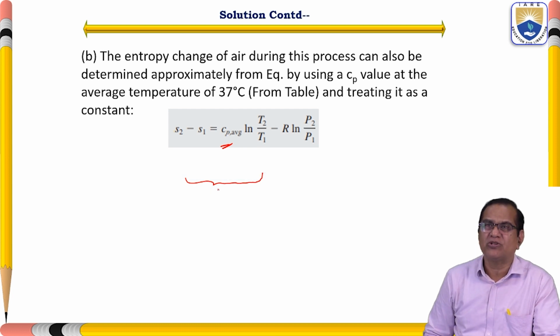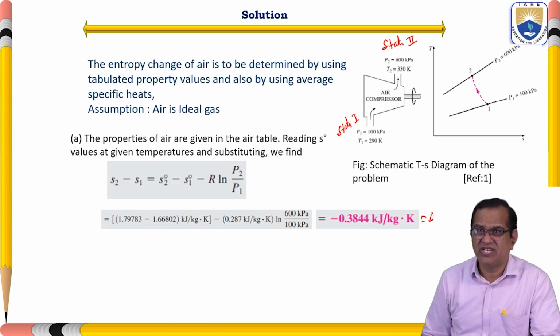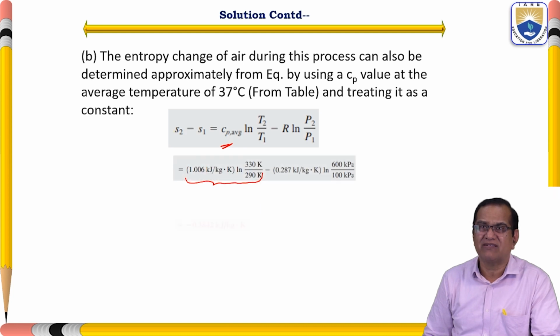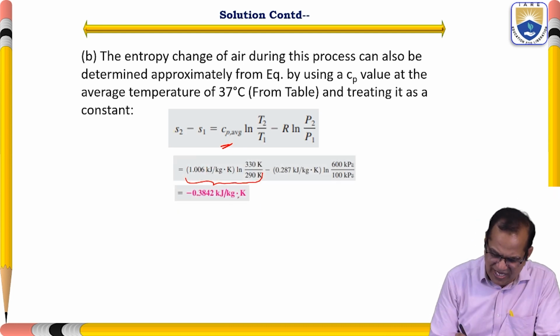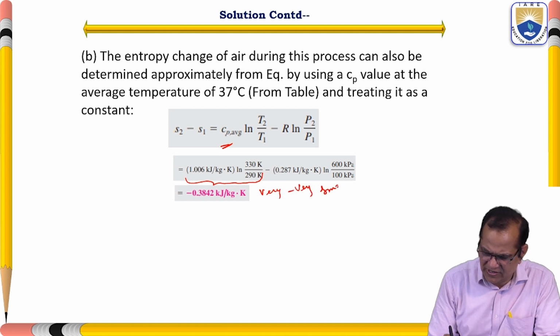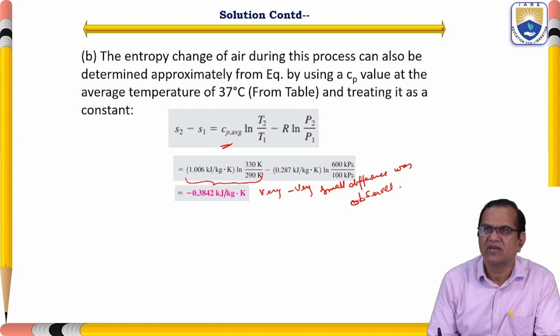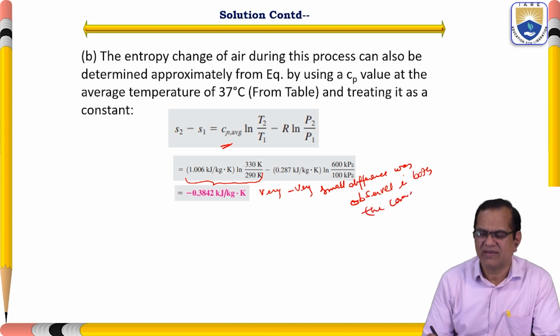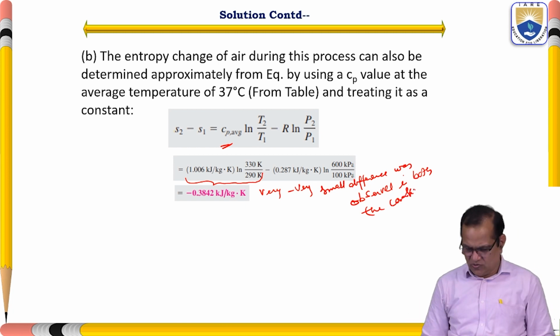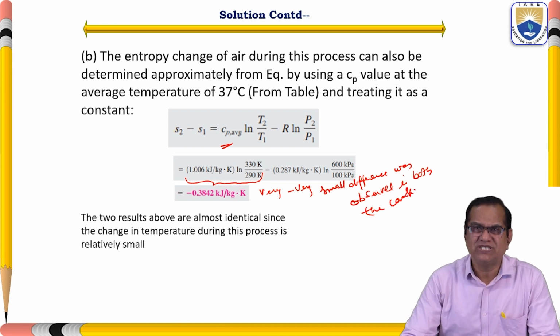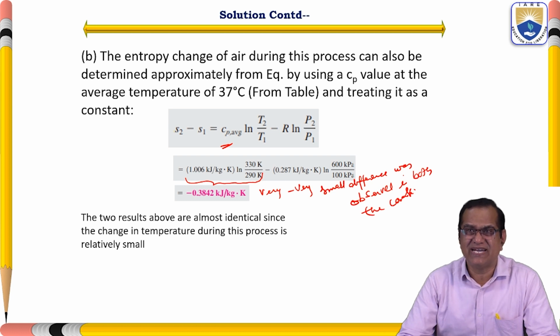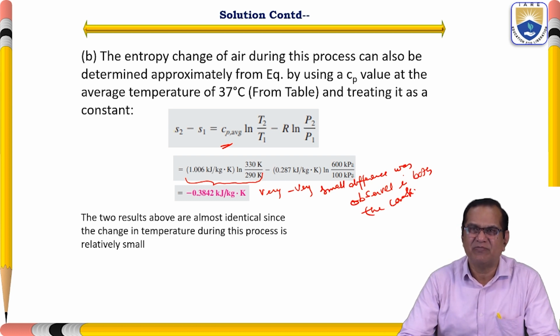Are both the same? Here it is 0.3844. How much are we getting here? 0.3842. A very small difference was observed in both the cases. So the two results above are almost identical, since the change in temperature during this process is relatively small.